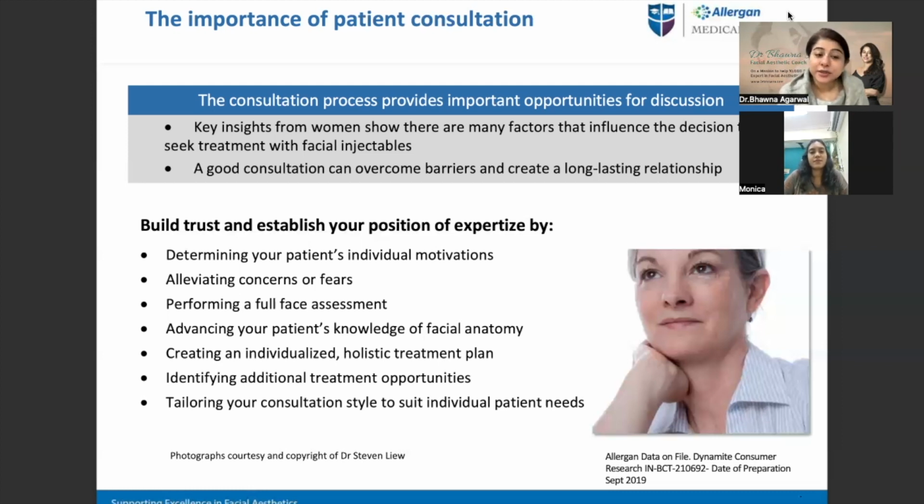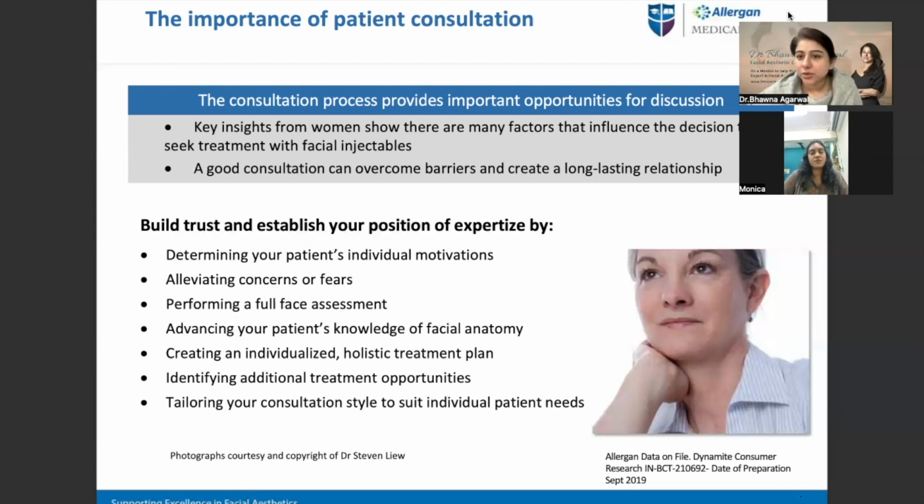Another thing is that you have to alleviate concerns or fears. Now, their fears could be anything. The fears could be about the procedure. Their fears could be about the product that you're putting in their face. Their fears could be about you, whether you're the right person for them or not. And their fears could be that they will be judged, or that people will get to know that they've gotten something done. There is a whole spectrum of fears, starting from A to Z, from just deciding on the procedure till getting the procedure done and moving out.